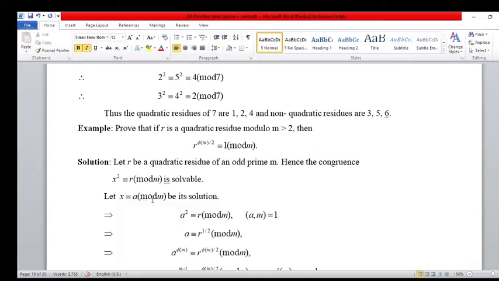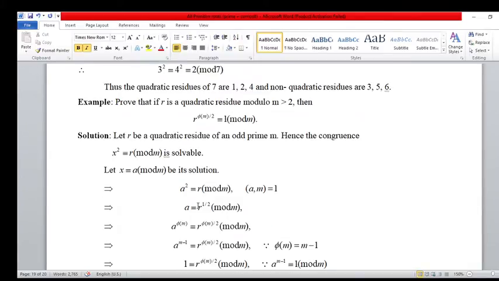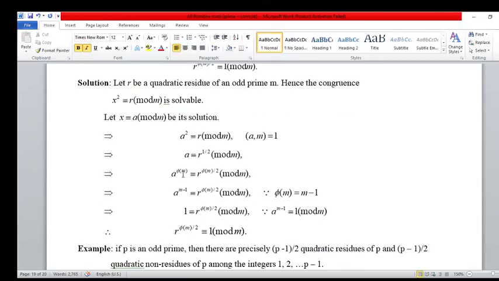Let x congruent a mod m be the solution of the above equation. Therefore a square is congruent to R mod m, where a and m are relatively prime. Now a square is congruent to R raised to the power 1 by 2 mod m. This is easy. Now, for phi m, we take the power phi m on both sides. So a raised to the power phi m is congruent to R raised to the power phi m upon 2 mod m.